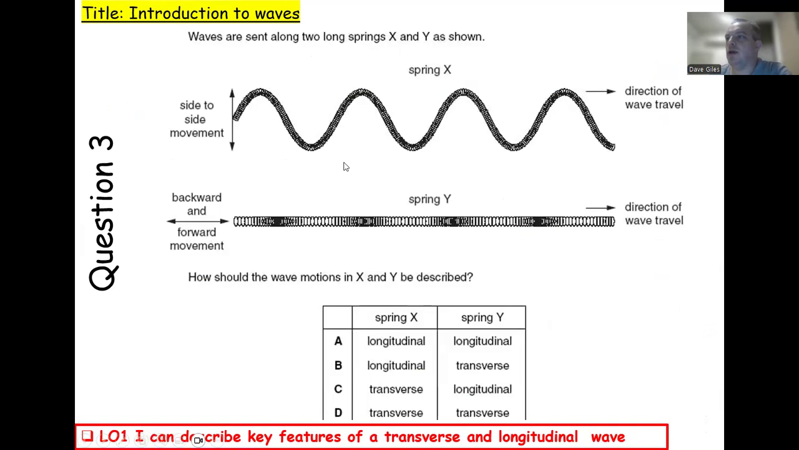Next question. Waves are sent along 2 long springs, X and Y, as you can see here. How should the wave motion in X and Y be described? Okay, so for side-to-side movement, the direction of wave travel is perpendicular to the movement. So X must be transverse, whereas in Y the direction of wave travel and the movement are parallel with each other. So that is longitudinal. So the answer is therefore C.